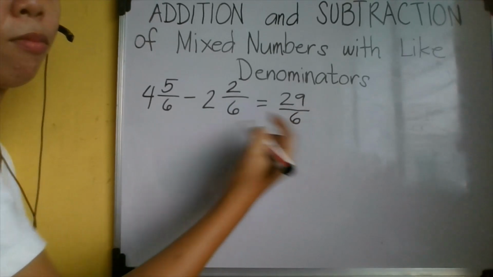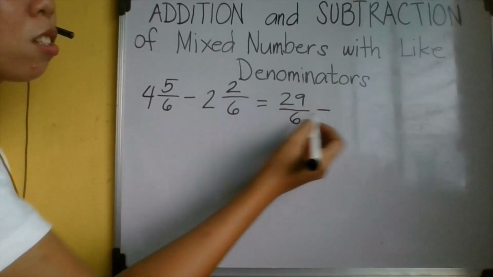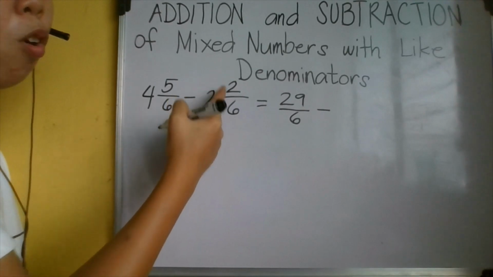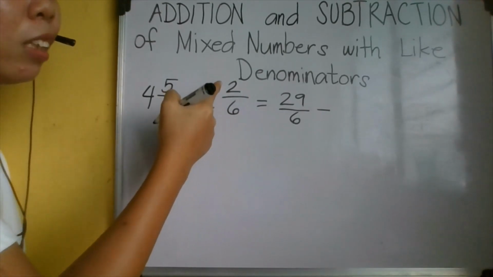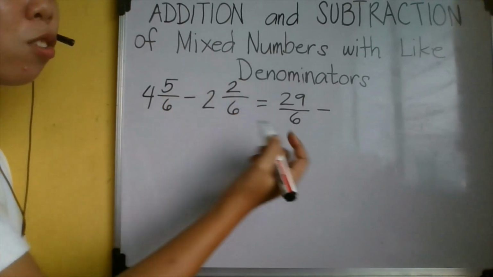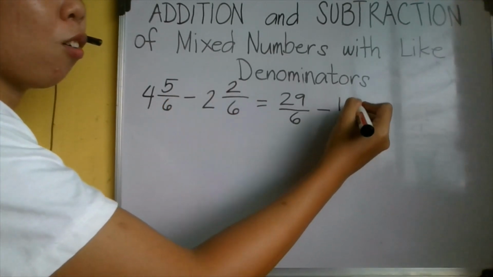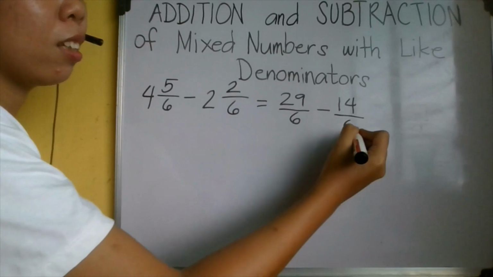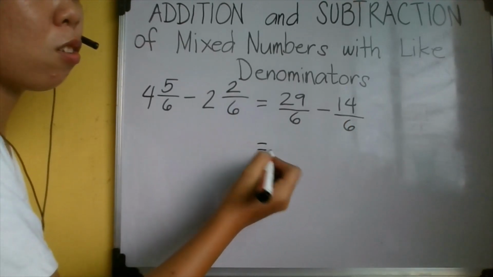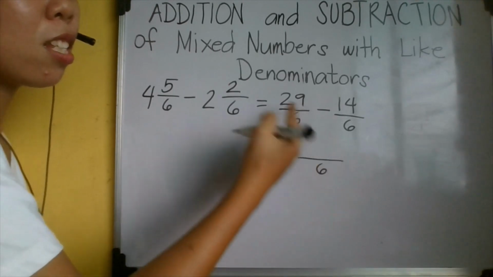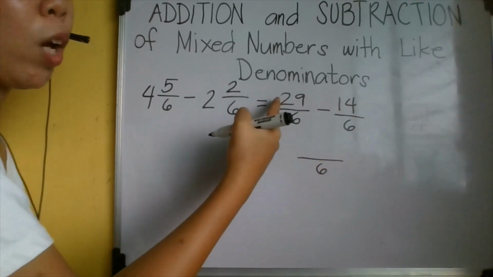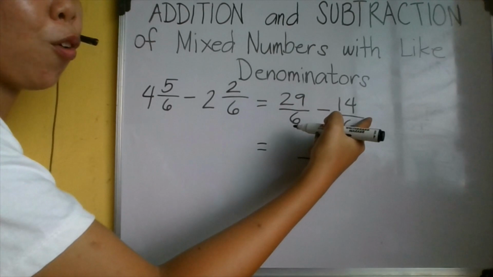Next, minus 2 and 2/6. So, 2 times 6, we have 12. Plus 2, we have 14. So, that is 14/6. So, copy the common denominator, 6, then subtract the numerators. 29 minus 14 is 15.